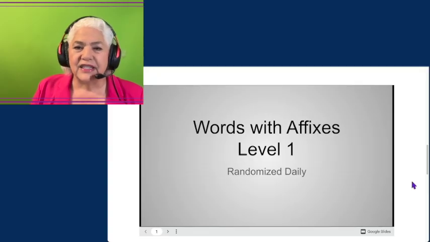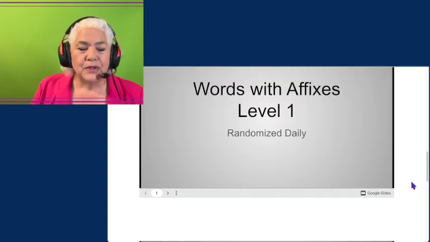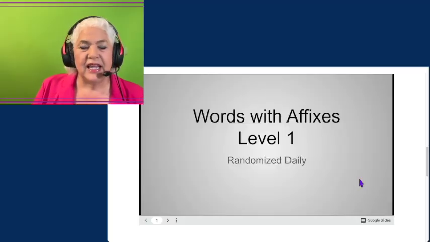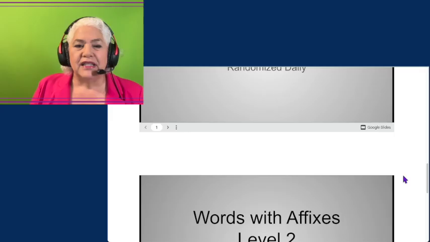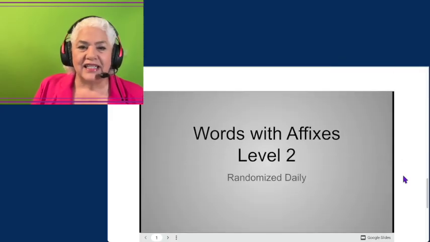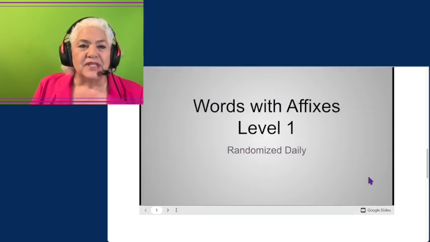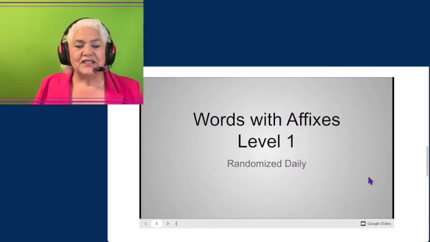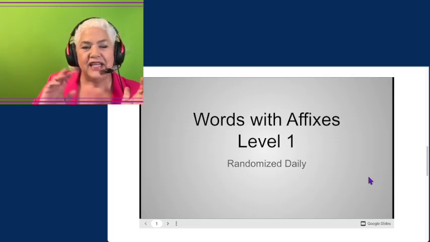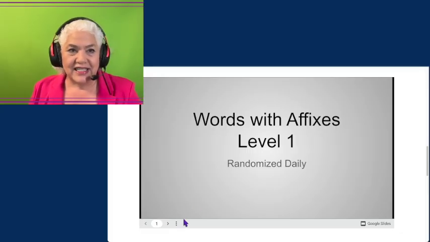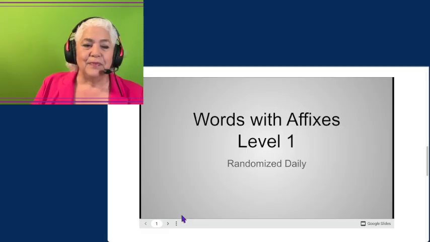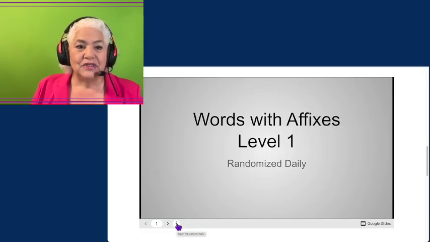So I have two levels here. The first level are mostly free bases, mostly Anglo-Saxon words with inflectional endings. And my level 2 are mostly Latinate words with derivational suffixes added to them. But what's nice here, again, I have this long list of words, and it's randomized every day automatically, and I get a new set of 20 here in this slide deck. And what I like to show is that this is a slide deck that's published in my website. So you can come here and use the tools of the slide deck.